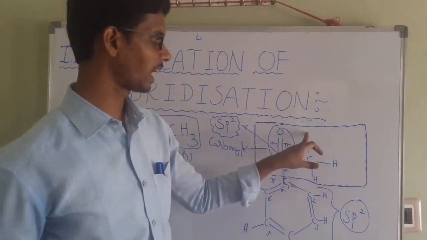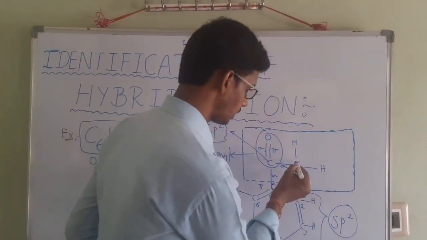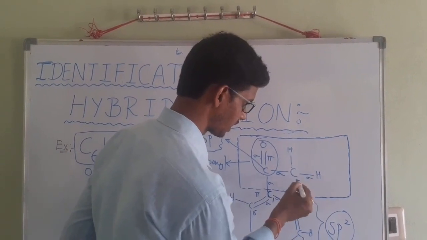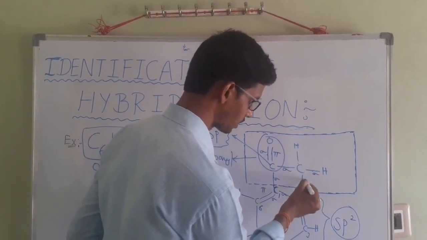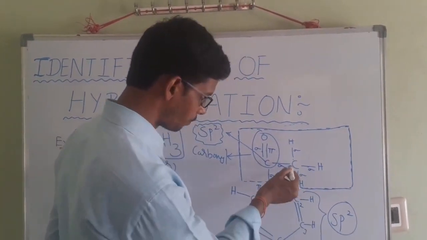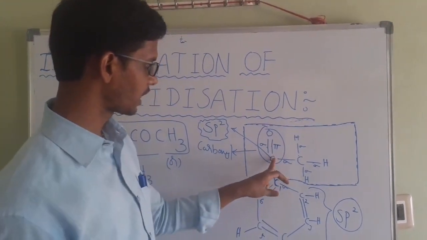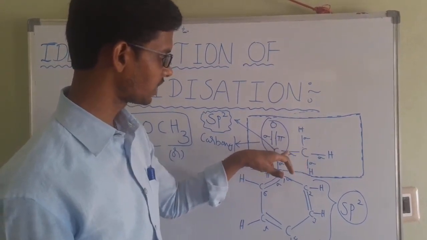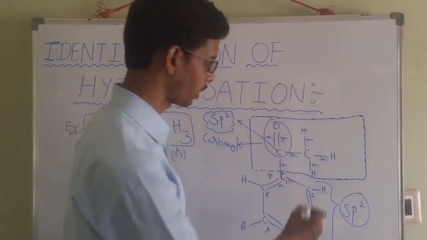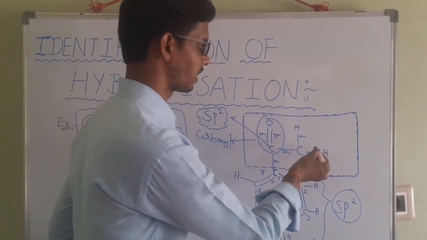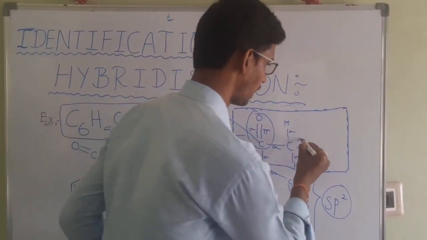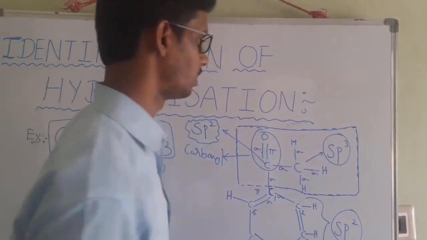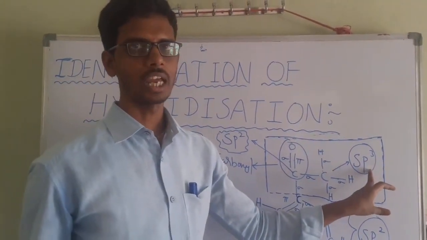Next, what about this methyl chain? CH3 has 3 C-H bonds. This is a sigma bond, this is also sigma, this is also sigma. On the left side it is linked to the CO group, and this bond is also a sigma bond. That's why 4 sigma bonds, or 4 single bonds, are present. That's why it belongs to sp3 hybridization.